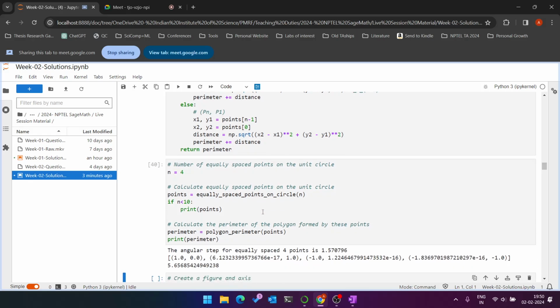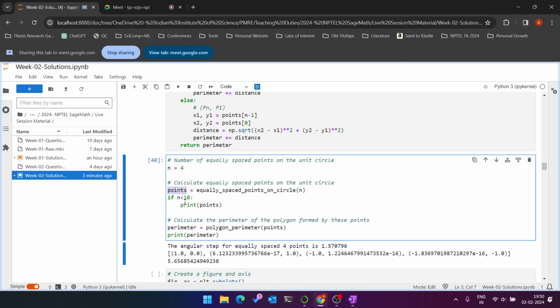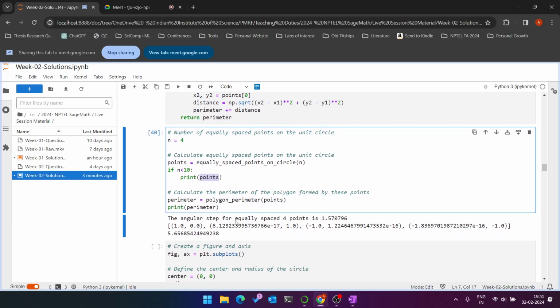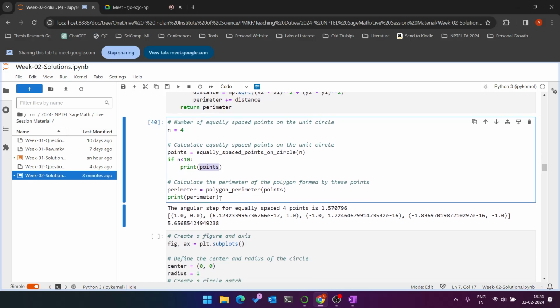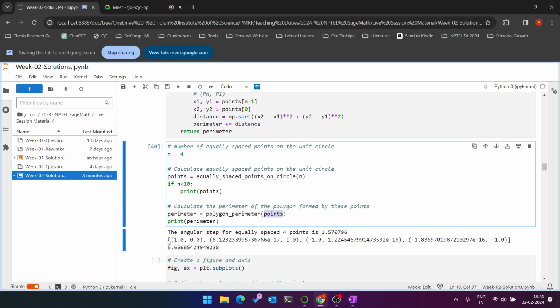I'll ask it to print. So what are we doing? We are calculating all the points, and we are telling this cell that if we have less number of points, say up to 9 points, print points. Otherwise, the list will be too big to print anyways. So that will jumble up some of our understanding. And then we are calculating perimeter using the polygon perimeter function with input being points, which is nothing but this list of points.